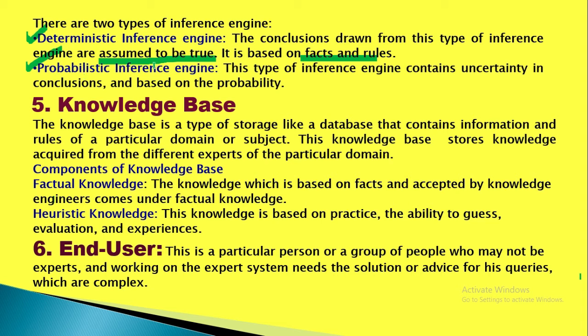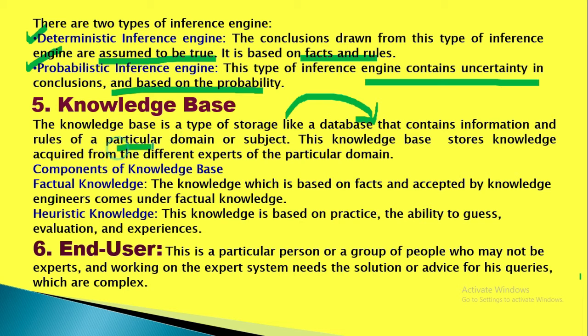And the probabilistic inference engine talks about some kind of uncertainty in the conclusions, and they are based on probability basically. Now the fifth component is the knowledge base. When we talk about the knowledge base, it is a kind of database which contains all the information about a particular domain or a subject. Since the expert system is developed for a particular domain or a subject, the set of rules of that domain or subject is stored in the knowledge base.